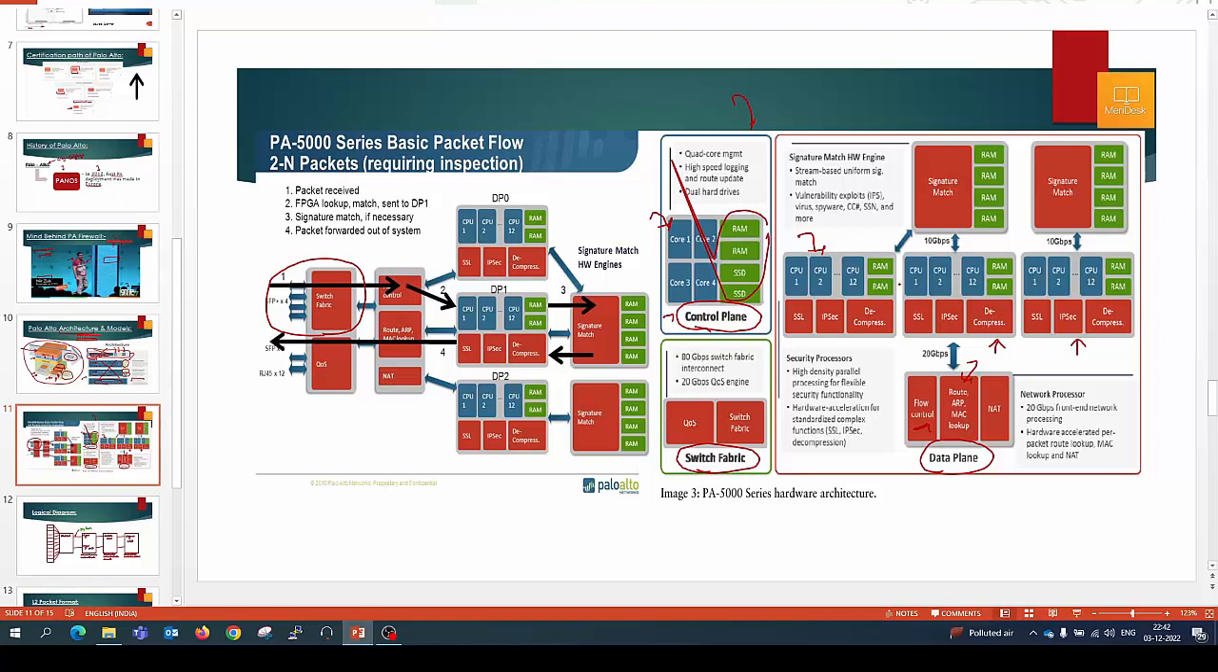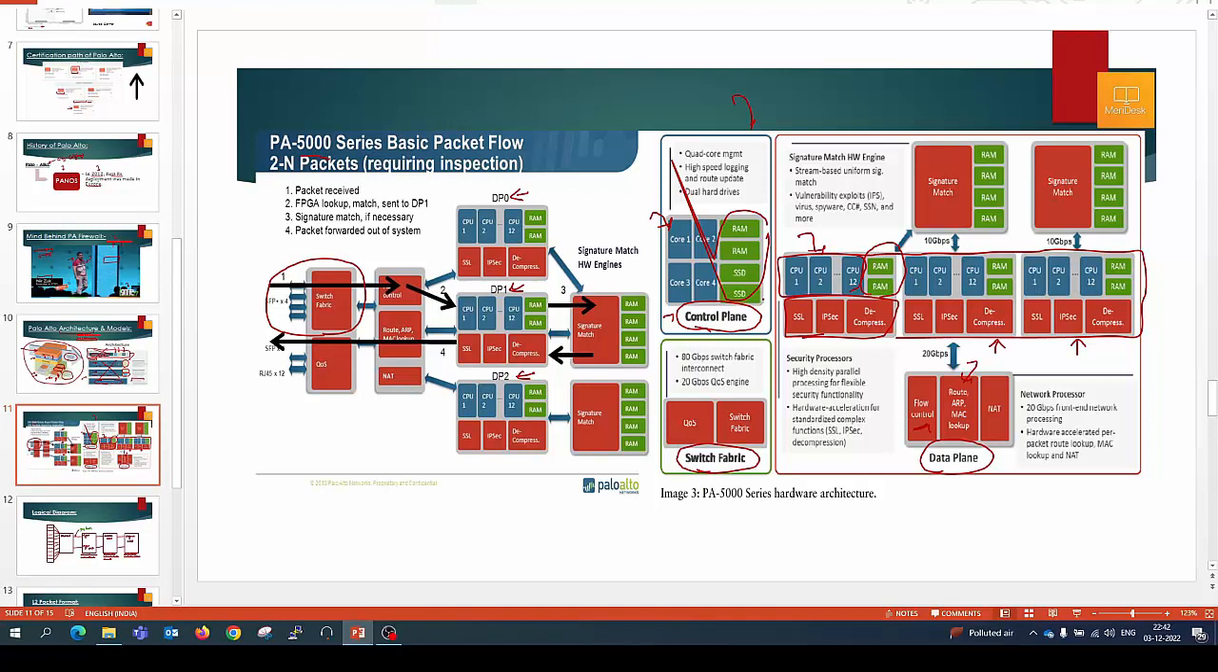Now can you see how many CPUs we have? We have three data planes: data plane 0, data plane 1, and data plane 2. So we have three dedicated data planes, in which one data plane has 12 CPUs. Multiple RAMs are there inside one data plane. All the functionality is available over here, right? So there can be multiple data planes inside one Palo Alto hardware, which can be a higher end model. We are talking about this flow diagram of the 5000 series.